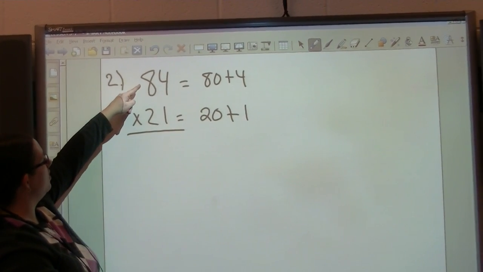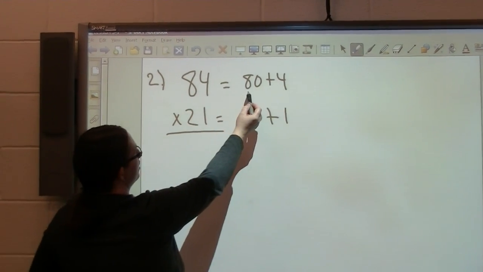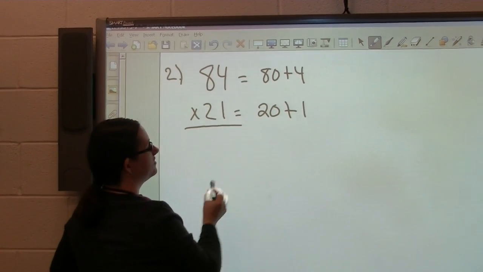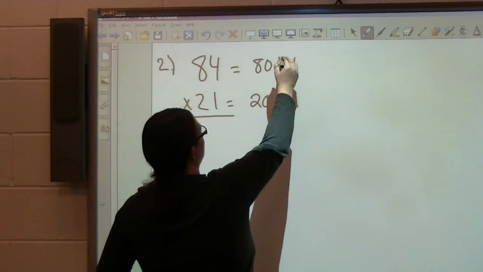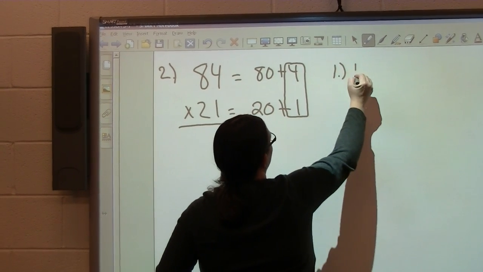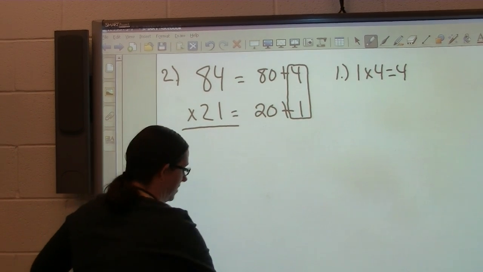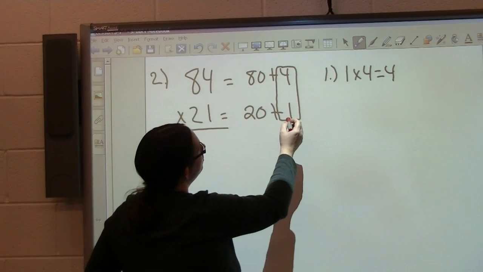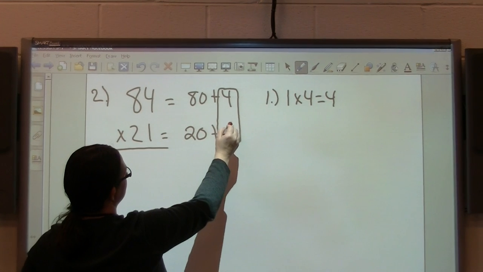Number 2 here. Let's do 84 times 21. We break down our 84 to 80 plus 4, and we break down the 21 to 20 plus 1. Okay, now our first step is to do what? Yes, we're going to multiply the numbers in the ones spot. So number 1 here would be 1 times 4, which gives us 4. Good job. Now, just for my purposes, I'm going to switch colors so you guys can see. You don't have to. My second step tells me to multiply the ones by the tens.